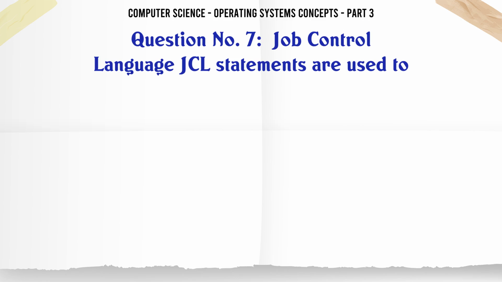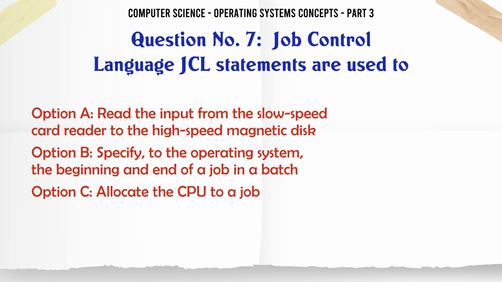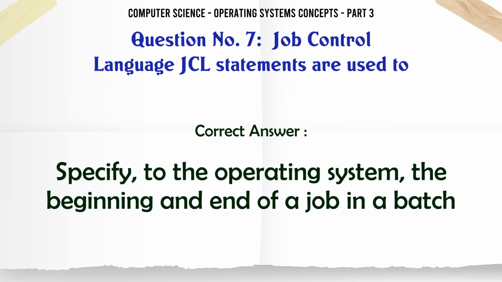Job Control Language (JCL) statements are used to A. Read the input from the slow-speed card reader to the high-speed magnetic disk. B. Specify to the operating system the beginning and end of a job in a batch. C. Allocate the CPU to a job. D. All of the above. The correct answer is specify to the operating system the beginning and end of a job in a batch.